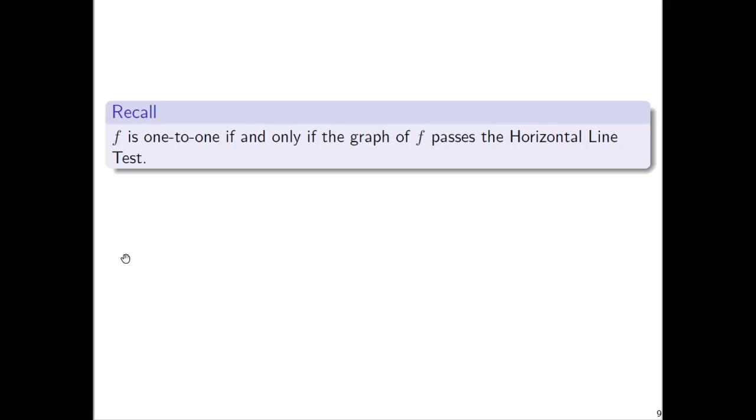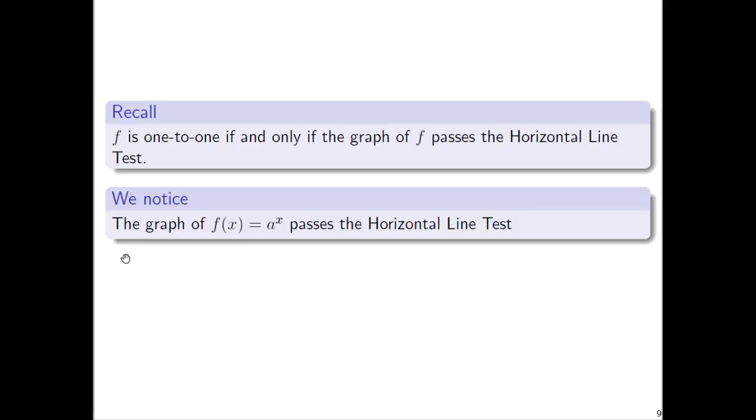I'd like to recall from several times ago that function f is 1 to 1 if and only if the graph of f passes the horizontal line test. Now, if you look at the graphs of these exponential functions, like f of x equals a to the x, in other words, f of x equals 2 to the x or f of x equals 3 to the x, any of those functions that we'd been drawing, they do pass the vertical line test, but the key thing is they pass the horizontal line test.